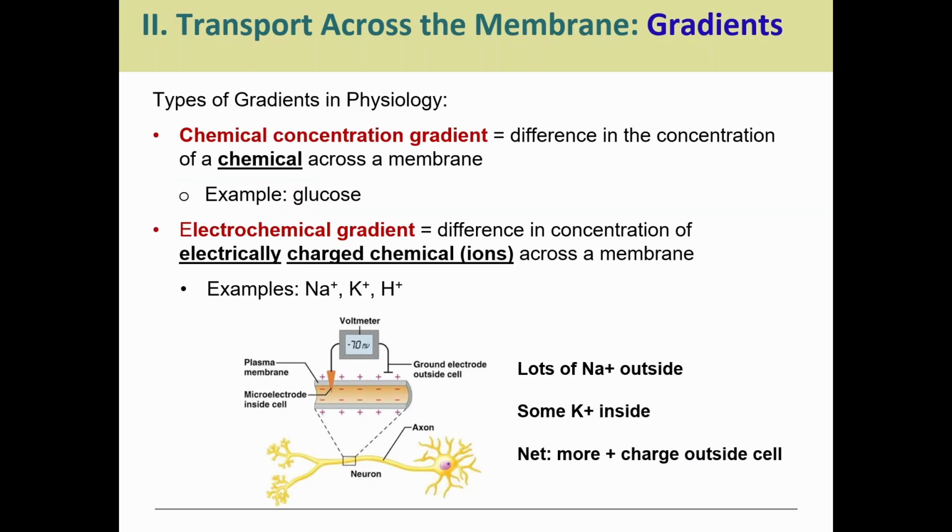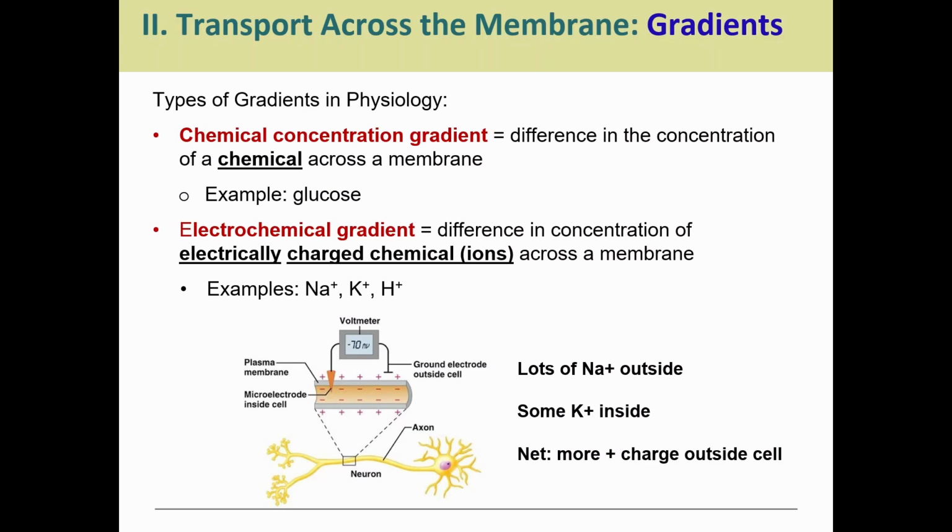So what are some types of gradients in physiology? We have a chemical concentration gradient. This is where we're looking at a specific chemical and the concentrations we see on each side of a membrane. So, for example, glucose. How much glucose do we find on the inside of the cell versus how much glucose do we find on the outside of the cell? So we're looking specifically at how much of a chemical do we find on each side of that membrane.